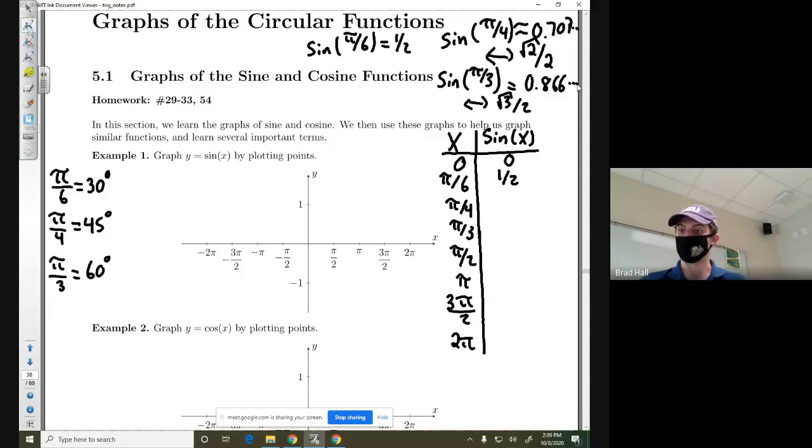Sine of pi over 4 is square root of 2 over 2, which is approximately 0.707. Pi over 3. This one is square root of 3 over 2, which is approximately 0.866. Sine of pi over 2 is 1.